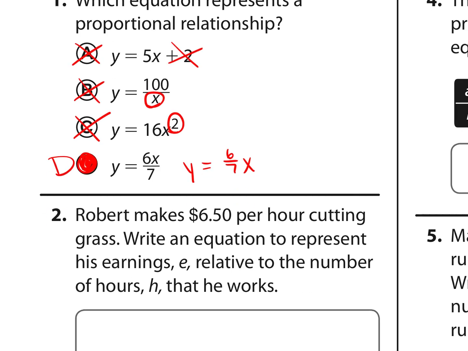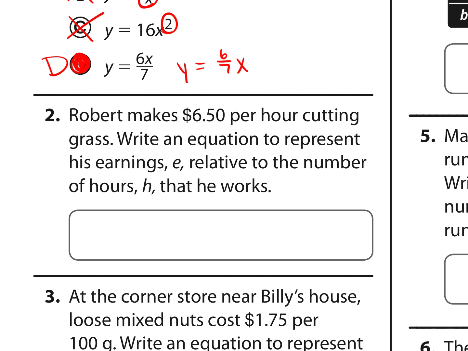Number 2, Robert makes $6.50 each hour cutting grass. Write an equation to represent his earnings E relative to the number of hours H that he works. Well, thinking about y equals k times x, this is like saying y equals $6.50 times x, but we know that it's per hour, so that means $6.50 times h hours, and that equals the total. Instead of y it's his earnings, that's E, so we have our equation.